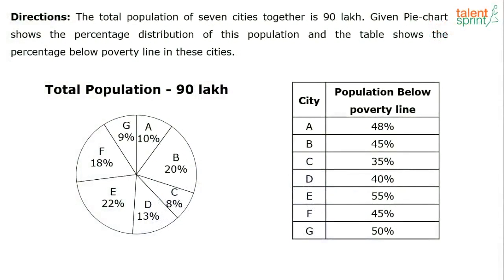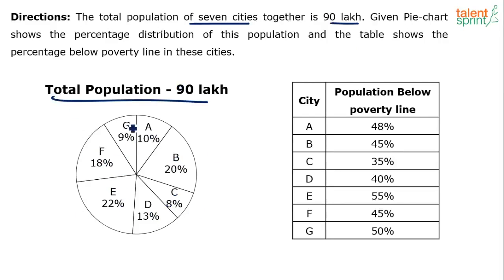Look at what it says. The total population of 7 cities together is 90 lakh. The given pie chart shows the percentage distribution of this population, and the table shows the percentage below poverty line in these cities. So it's talking about 7 cities. Total population is 90 lakh. What are the 7 cities? A, B, C, D, E, F, G.